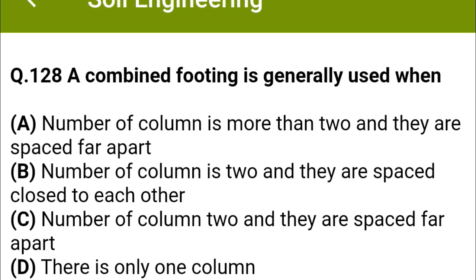Combined footing is generally used when option A, number of columns is more than 2 and they are spaced far apart. Option B, number of columns is 2 and they are spaced close to each other. Option C, number of columns is 2 and they are spaced far apart. Option D, there is only one column. The correct answer is option B, number of columns is 2 and they are spaced close to each other.